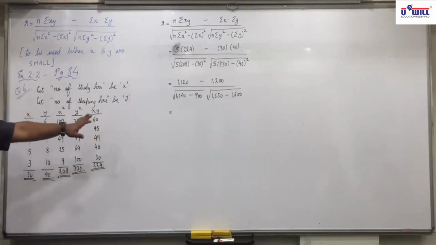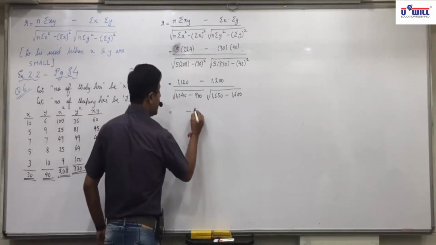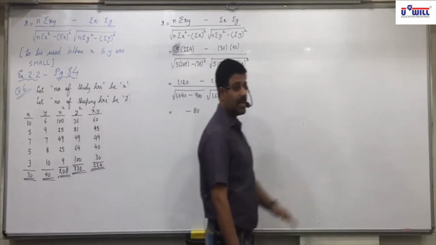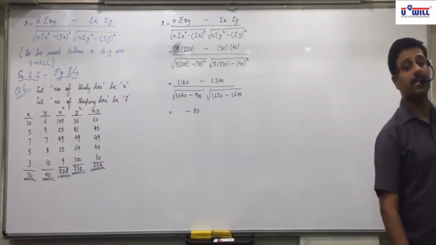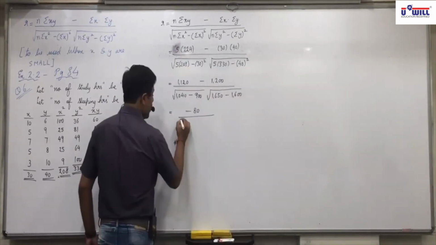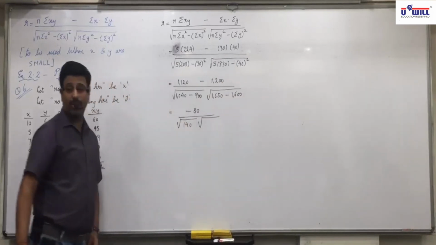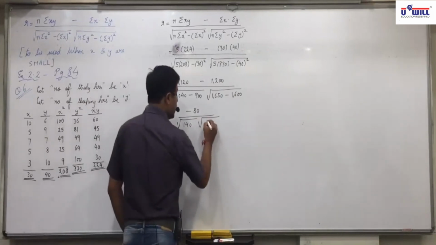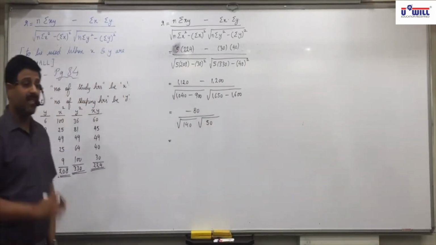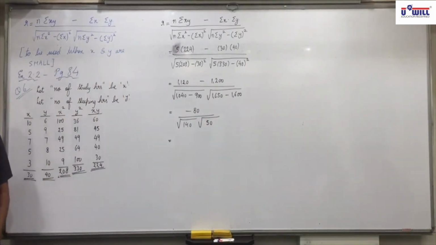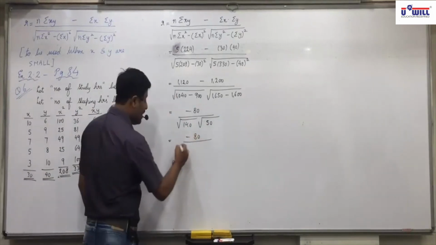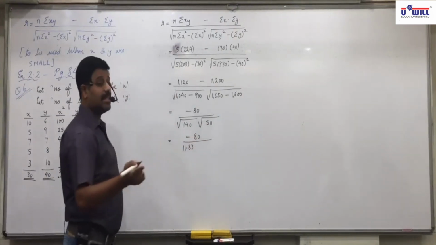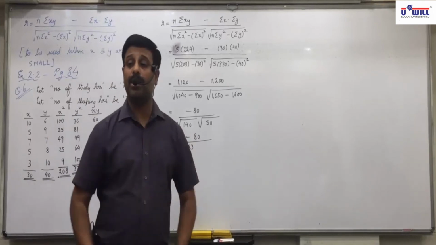Any confusion with this? Now 1120 minus 1200 is minus 80. We discussed correlation can be positive as well as negative, upon square root of 140. 1040 minus 900 is 140 and 1650 minus 1600 is 50, into square root of 50. Any confusions with this? Minus 80 upon 11.83. After 83, what is the next digit? 2. So you keep it 3 only.